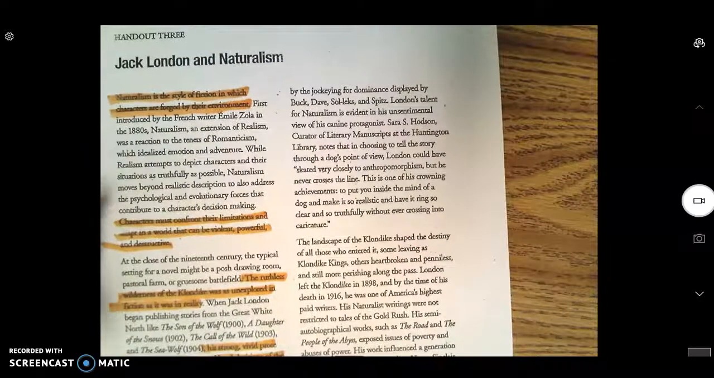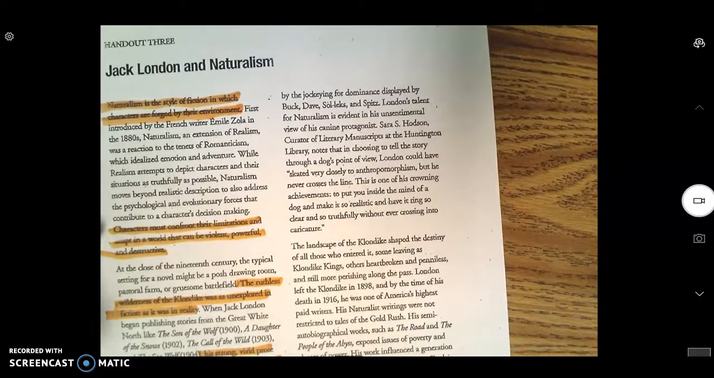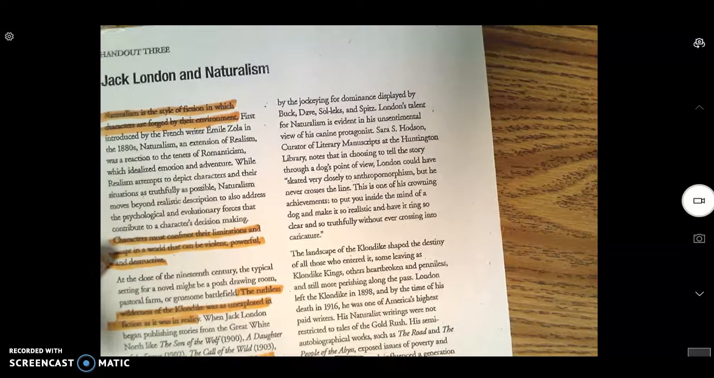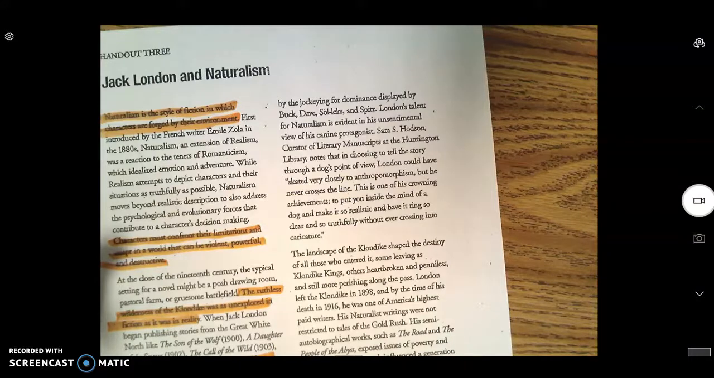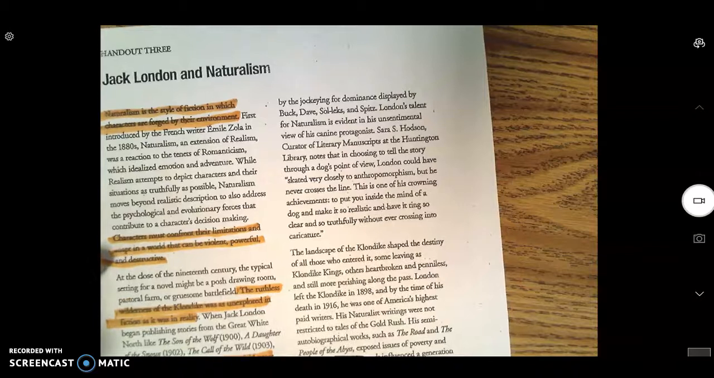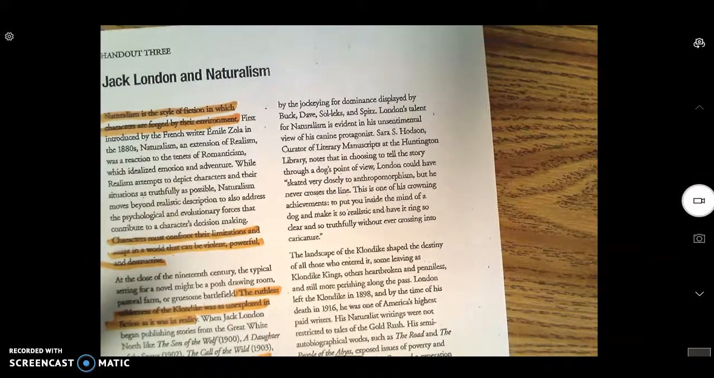London's talent for naturalism is evident in his unsentimental view of his canine protagonists. Sarah S. Hudson, curator of the Literary Manuscripts at the Huntington Library, notes that in choosing to tell the story through a dog's point of view, London could have skated very closely to anthropomorphism, but he never crossed the line. It's one of the crowning achievements to put you inside the mind of a dog and make it ring so clear and so truthfully without ever crossing into caricature.